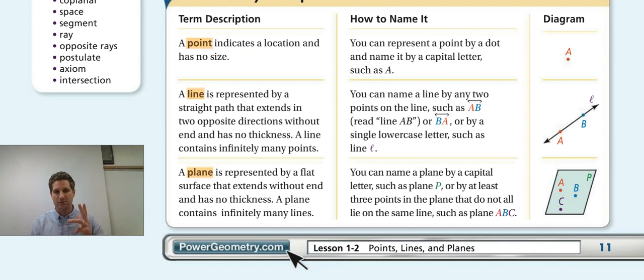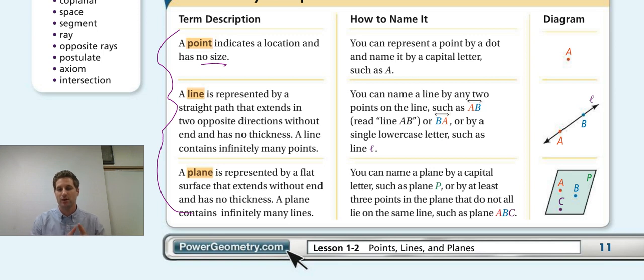So these are the three foundational pillars of geometry: points, lines, and planes. So what I would like you guys to do is go ahead and write all of this down. So this box, and this box. If you want to just write it exactly like you see it, that'd be perfect. A point is pretty basic, but it does have no size. It just indicates a location, but does not occupy space.